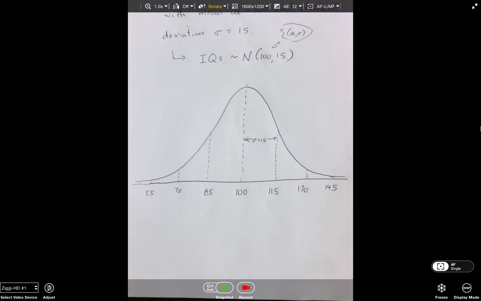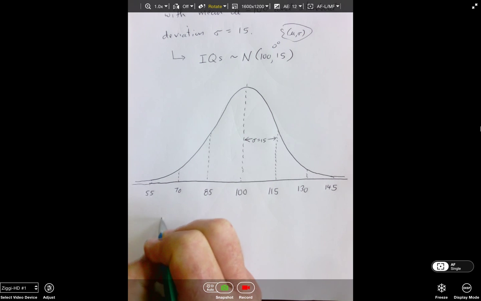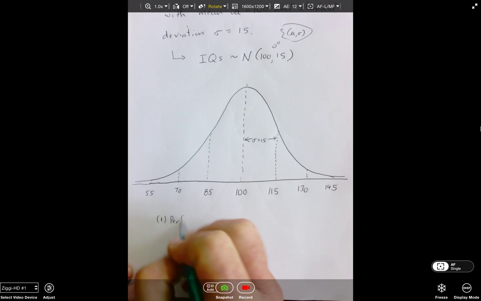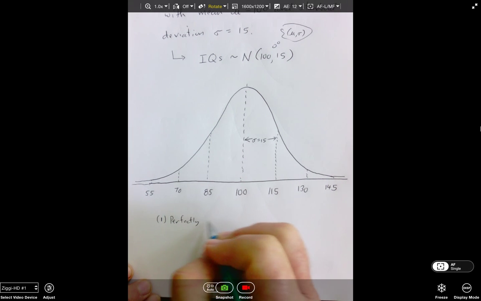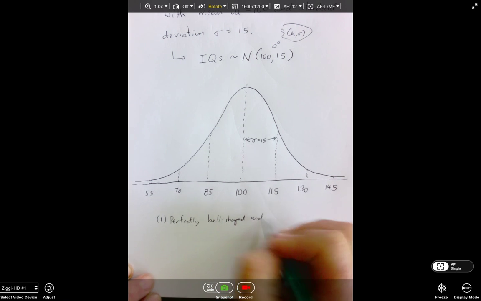Now, a couple of things. Properties of normal distributions. First property: perfectly bell-shaped and symmetric.